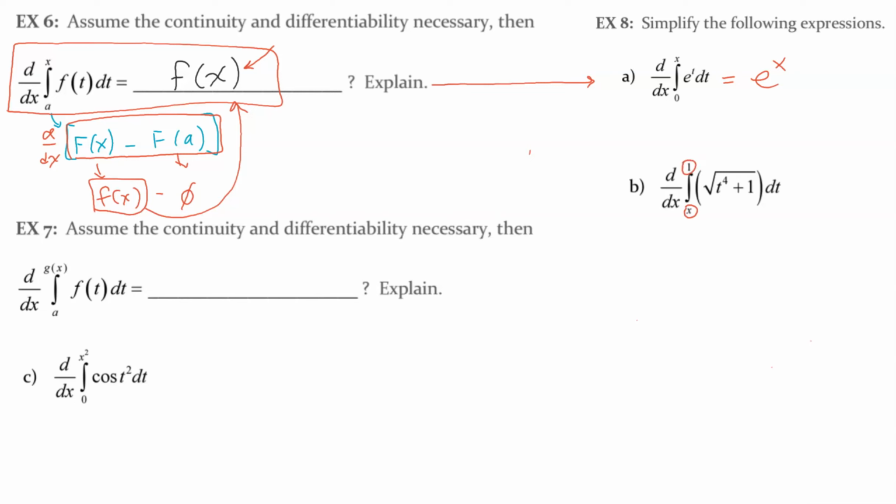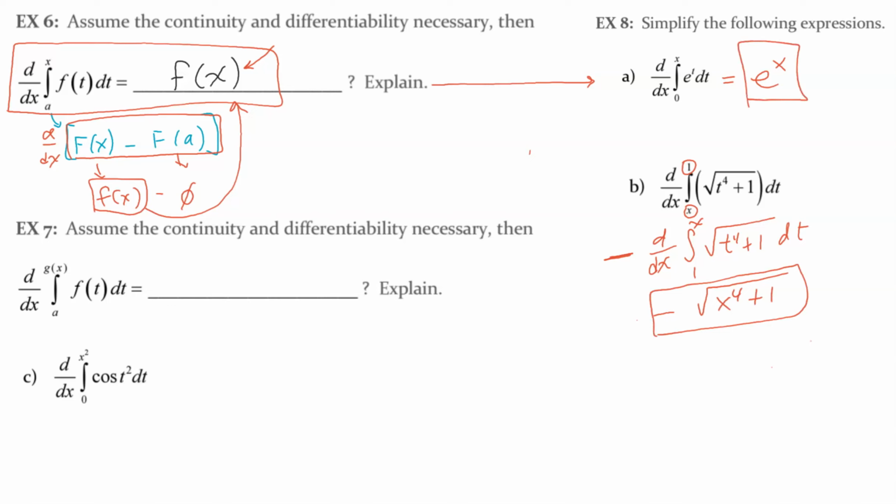Now in part B, what's going on? x is down there, x is the lower limit. So we are going to have to apply the property of integrals to switch the limits. That would give you a negative in the front, so that would be the square root of t to the 4 plus 1 dt. Then the answer to this is going to be negative square root of x to the 4th plus 1, and that is it.